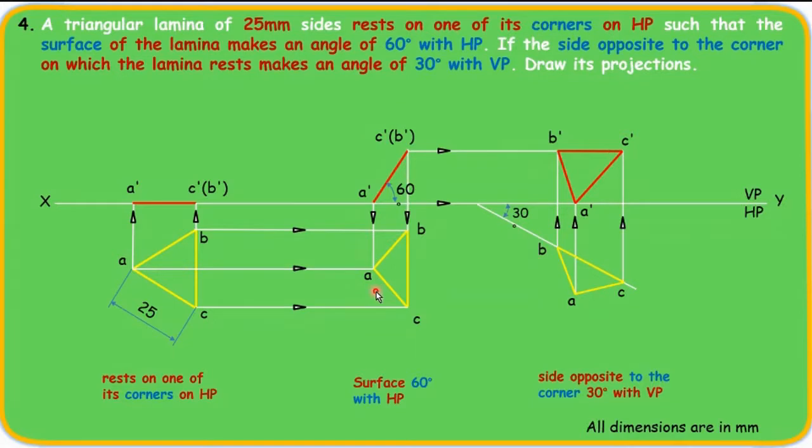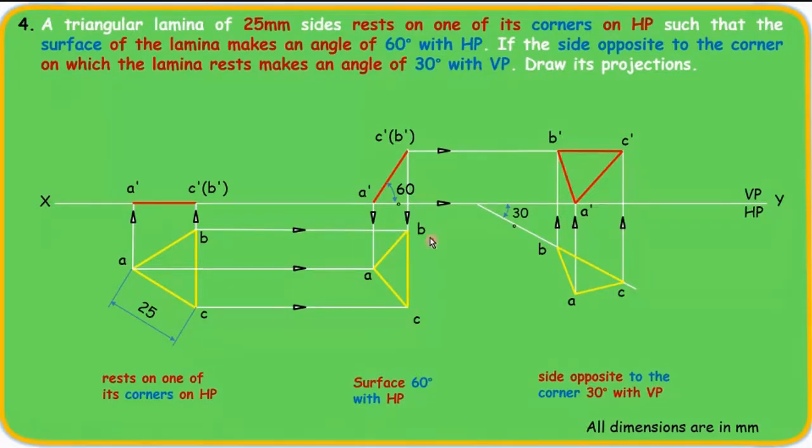After this, what is the last step? If the side opposite to the corner on which the lamina rests makes an angle of 30° with VP. So what is given? You can see here it is resting on corner A. The side opposite to that is BC. That is inclined and makes an angle of 30° with the vertical plane.